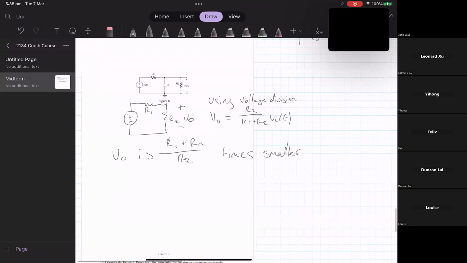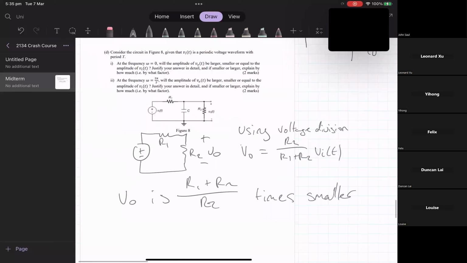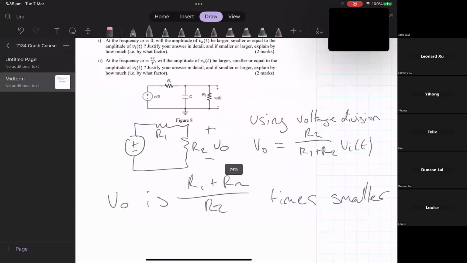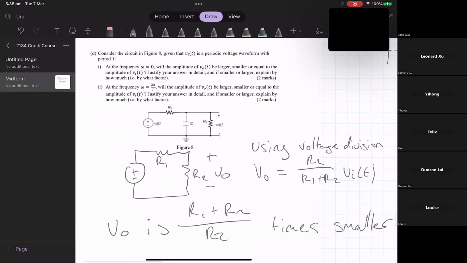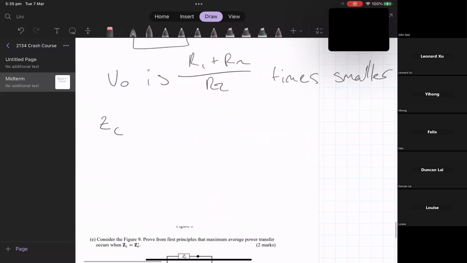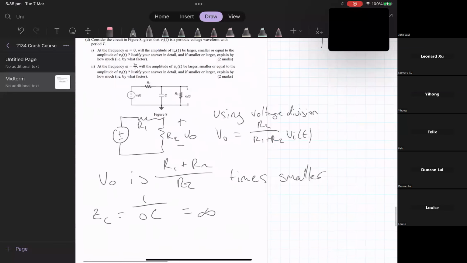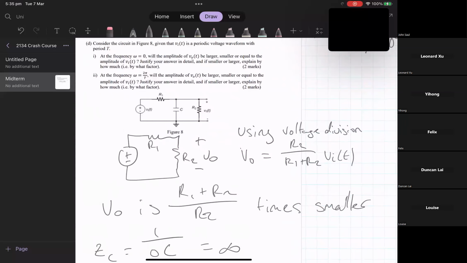In terms of justification, I think it's as simple as saying that at 0 frequency, the capacitor is open, and we can show that ZC equals 1 on 0C, which is infinity, an open circuit. If they want lots of detail, they do ask for a detailed answer, but I think it's quite a simple question.